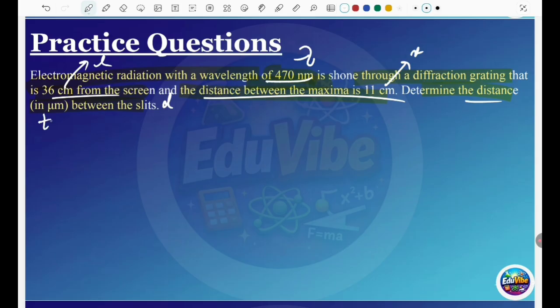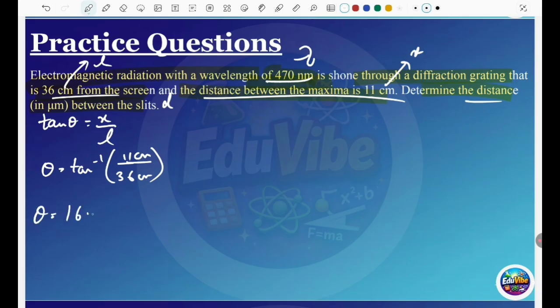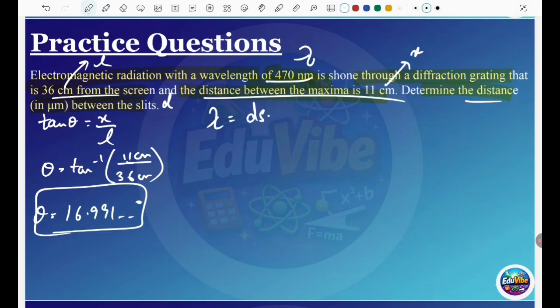So first get the angle. So tan theta is equal to x upon L. Theta is equal to tan minus 1 of X, which is 11 centimeters, upon 36 centimeters. So theta is equal to 16.991 degrees, which is greater than 10. So you have to use the general equation. You have everything else, so you find d.